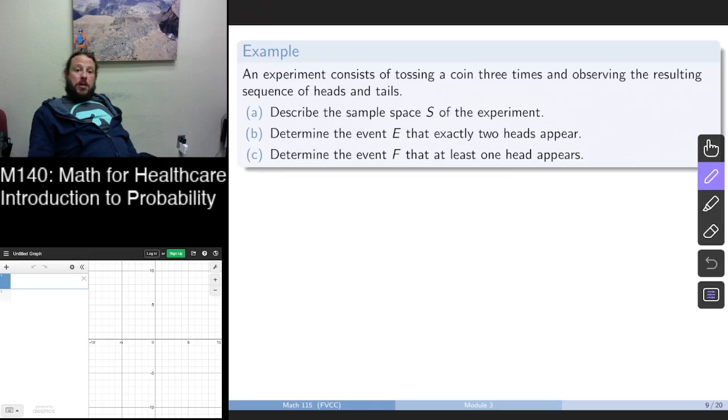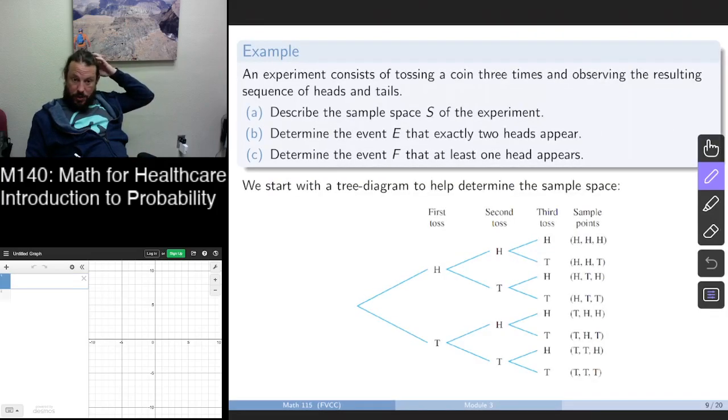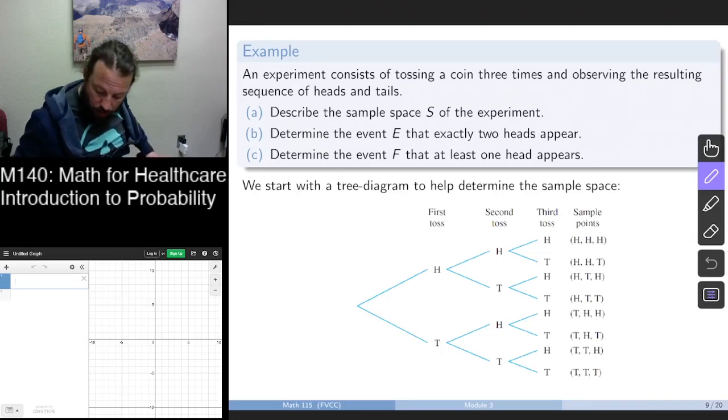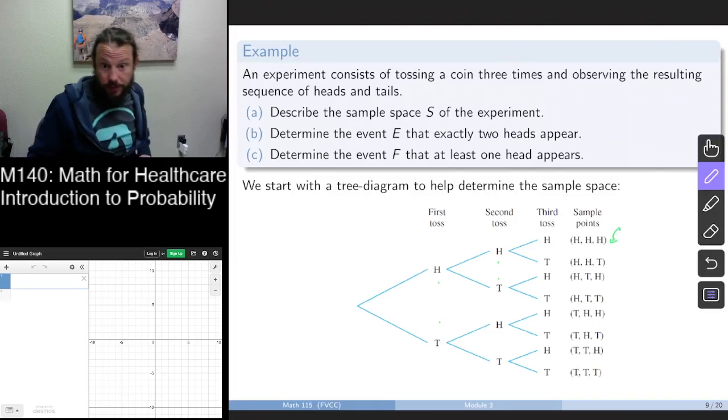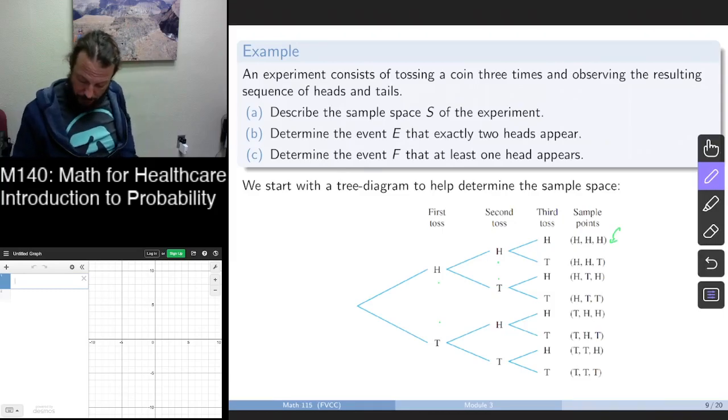An experiment consists of tossing a coin 3 times and observing the resulting sequence of heads and tails. Determine the sample space of this experiment. Here we're going to use a tree diagram. Go ahead and hit pause for a second there and take a look at that. Basically, we want to follow all the possibilities. First toss could be heads or tails. Second toss, heads or tails. And what's going to happen here is we follow every path to the end, and that gives us our equally likely sample points.